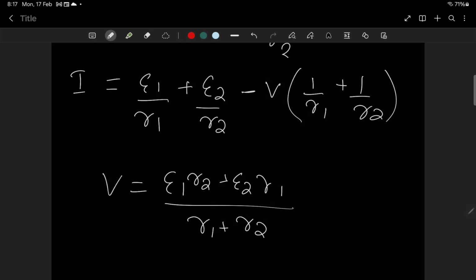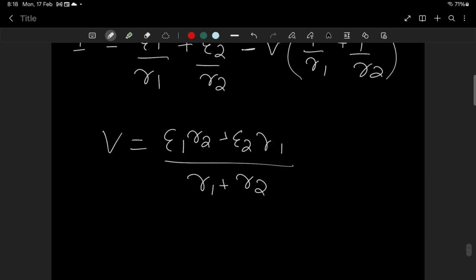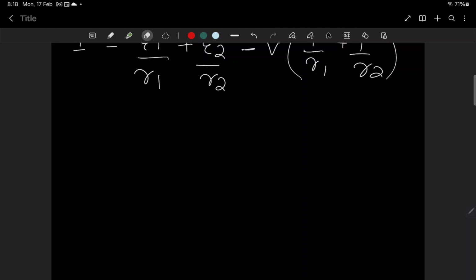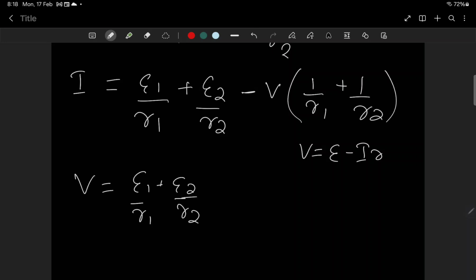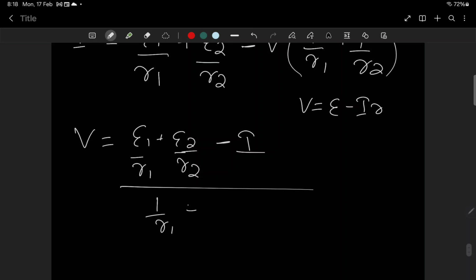One second. Sorry, I'll once again rearrange this. It will be confusing for you, I think. We have to make it in the terms of the equation V is equal to E minus IR. Then only we get it easily. So take I here and take V there. So V is equal to E1 by R1 plus E2 by R2 by 1 by R1 plus 1 by R2, minus I into 1 by R1 plus 1 by R2.